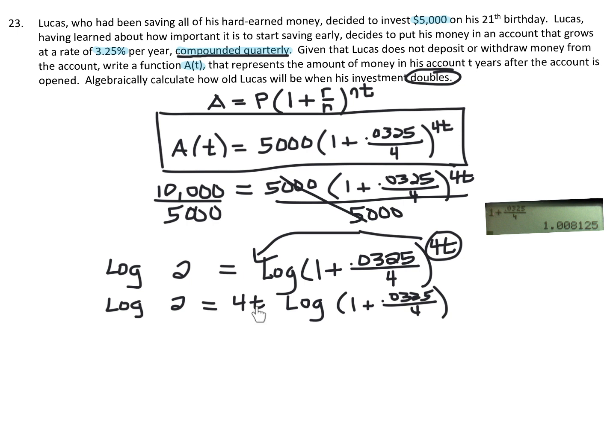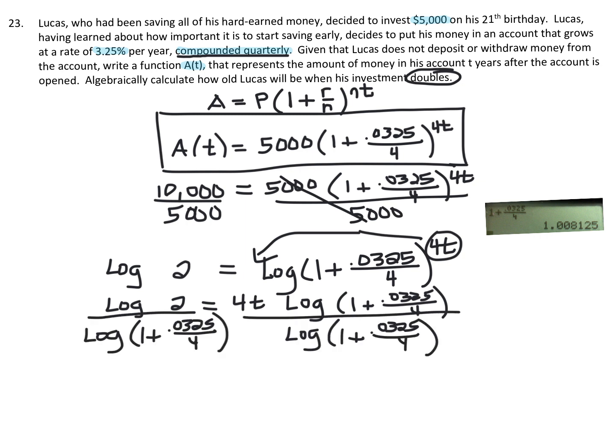Now we need to get this t by itself. So since this is 4 times t times log of this, we need to divide by log of this as well as divide by 4. I like to do it one step at a time, but that's up to you. So what I chose to do first is divide by log of this value in the parentheses. So on the right side, these are going to cancel, so I'm going to bring down 4t.